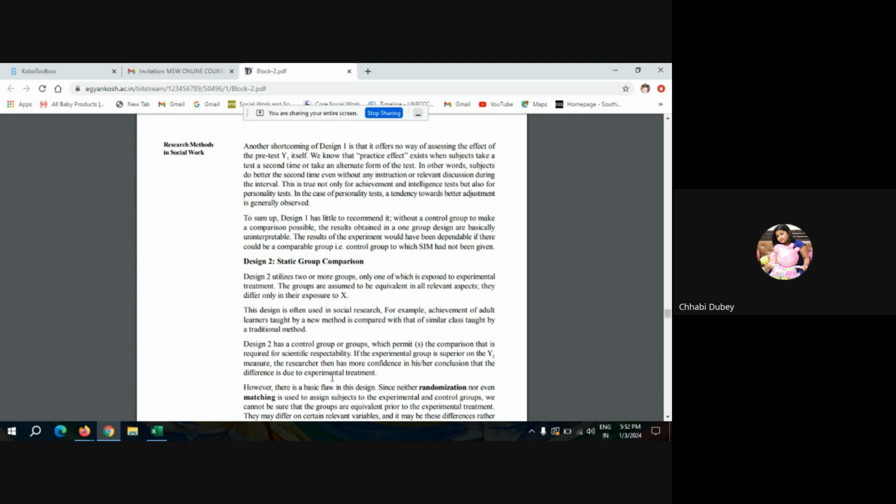This is a design which utilizes two or more groups, and here only one of the groups is exposed to the experimental treatment. The groups are assumed to be equivalent in all other relevant aspects except exposure to X, that is, exposure to the experimental treatment that we have already seen. This design is very much used in social research.